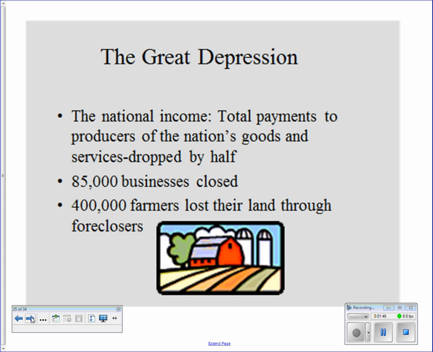85,000 businesses closed. That might not seem like a large number today, but think about back then: how many gas stations did Mundelein have? How many restaurants? How many dry cleaners? Maybe one. So if that one restaurant in Mundelein goes down, think what that community is losing. 400,000 farmers lost their land through foreclosures. So you can start to see why people are leaving the rural areas of America and moving to the cities, because the farmers obviously were hit much harder than the business owners were.